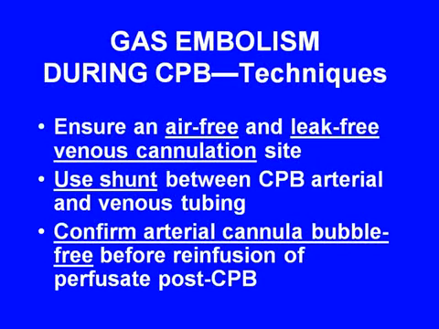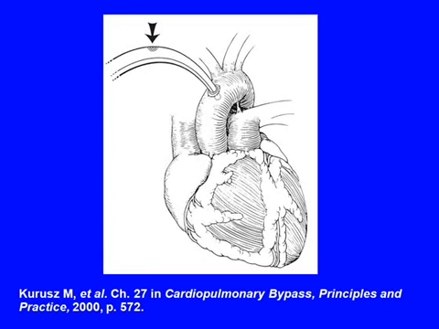Other techniques include ensuring an air-free and leak-free venous cannulation site. Some groups have advocated putting a shunt between the arterial and venous tubing that will allow for the quick removal of any air that gets into the arterial side, or at the end of the case, if any air is in the circuit. It's a convenient way to shunt the air over to the venous side. And finally, confirming that the arterial cannula is bubble-free before reinfusion of perfusate, I think, is important.